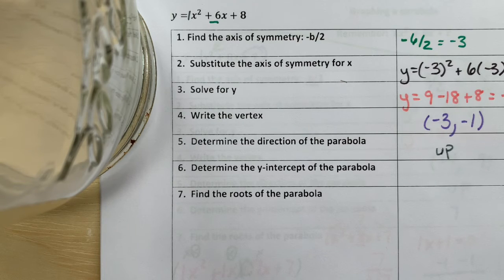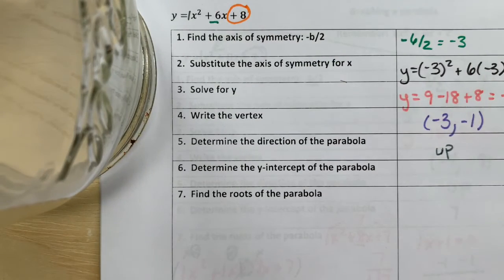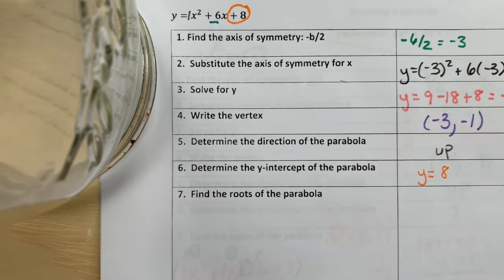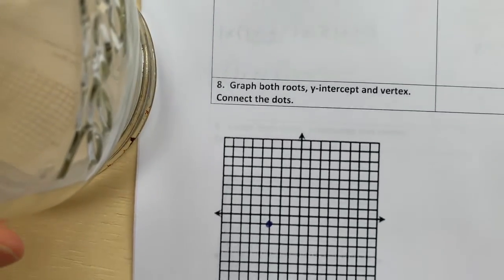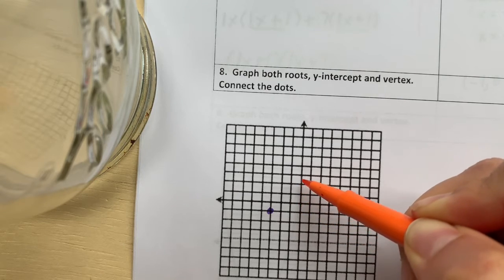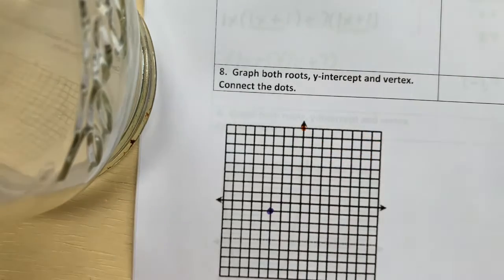Let's find our y-intercept. Our y-intercept is 8. So we have y equals 8. We're going to graph that at positive 8. Here's my origin, 1, 2, 3, 4, 5, 6, 7, 8 is our y-intercept.